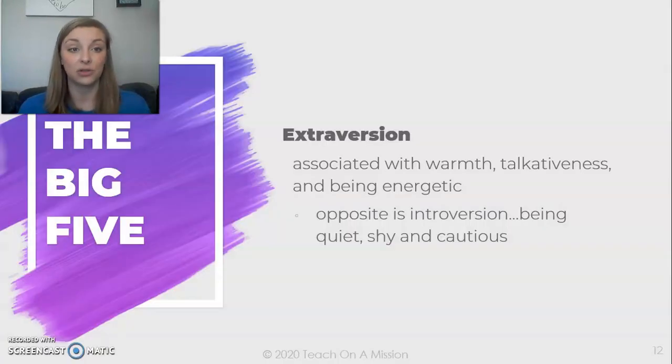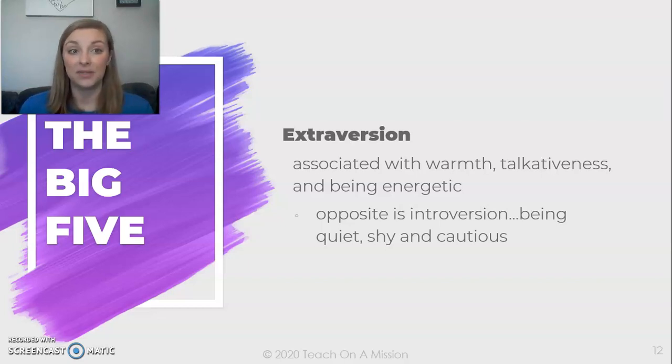The next trait would be extroversion. So again, these are very close to Eysenck's two dimensions, right? Those first two: emotional stability and then extroversion. Extroversion is associated with warmth, talkativeness, and being energetic.